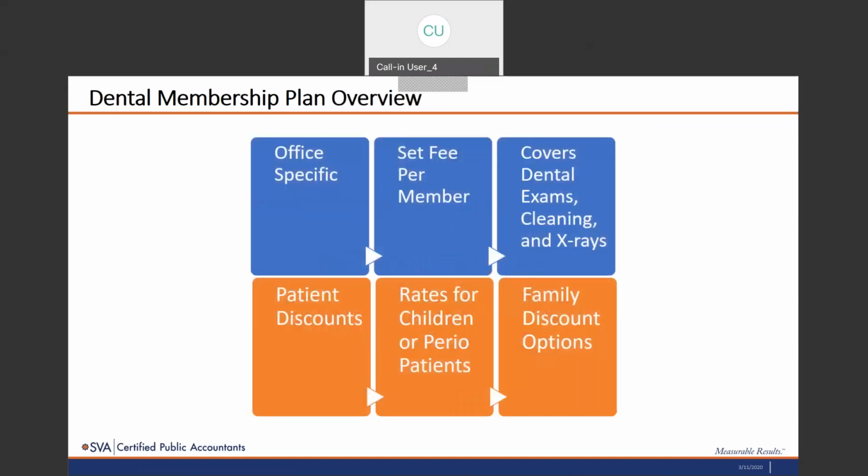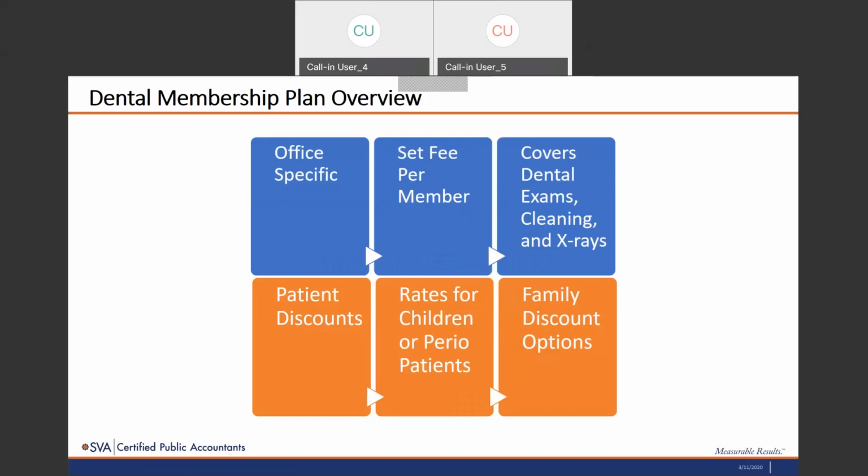Now, Matt, can you kick us off by going through what exactly is a dental membership plan? Sure. There are a couple really specific things that we look at to help determine it's a dental membership plan, and a couple things that we see that are pretty common to most of the clients we work with who have dental membership plans. So the first one, and this one is always true, a dental membership plan is always office specific. And that can be if you're a practice that only has one geographic location, one office, it's specific to that office. If you're a larger practice that has multiple offices under the same name, you can have one dental membership plan that covers those offices. But it's always specific to your practice, your office.